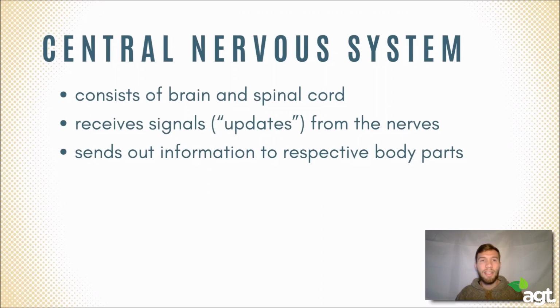Looking specifically at the central nervous system, it consists of the brain, which is the most important component that controls everything, and is connected to the spinal cord that runs down the spine and is protected by the vertebra. It receives signals that are pretty much like updates from the nerves about how we feel, how we move, or how we think, and is also responsible for sending out the information to the respective body parts over the nerves, over the peripheral nervous system.